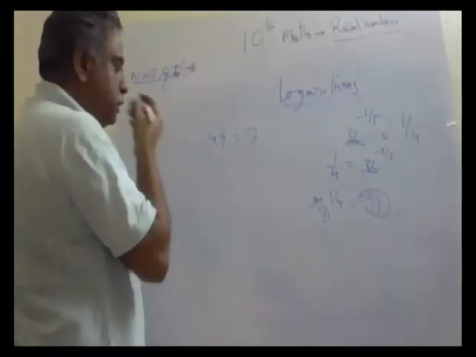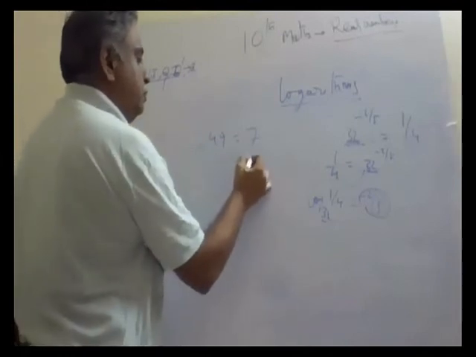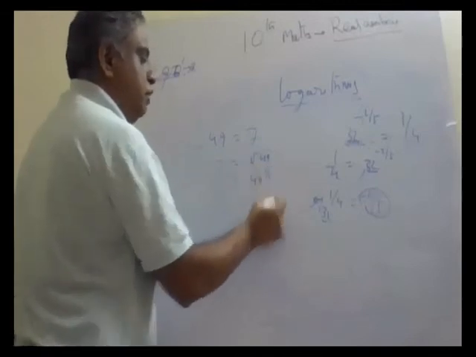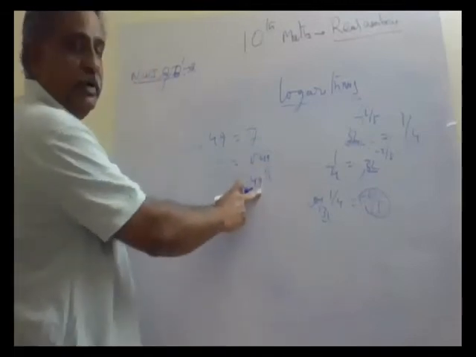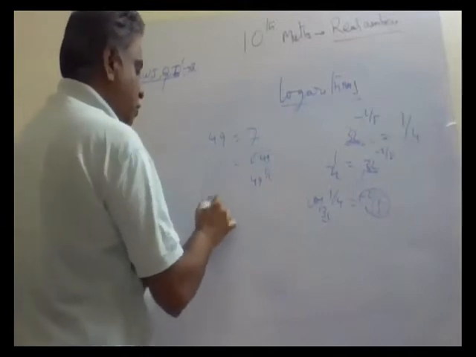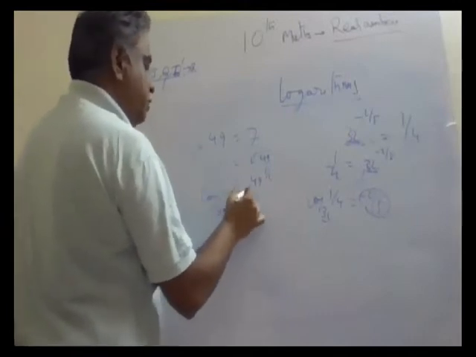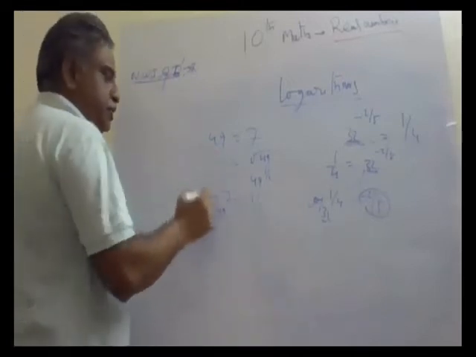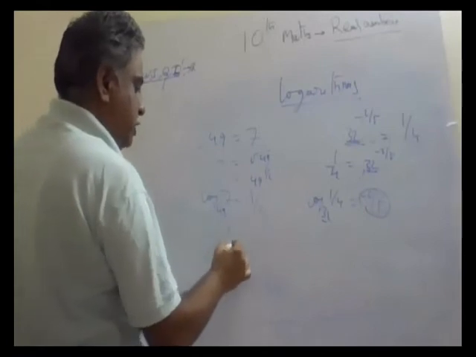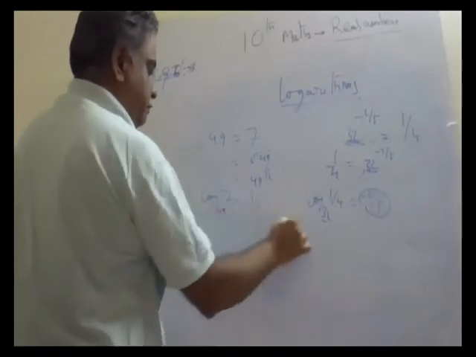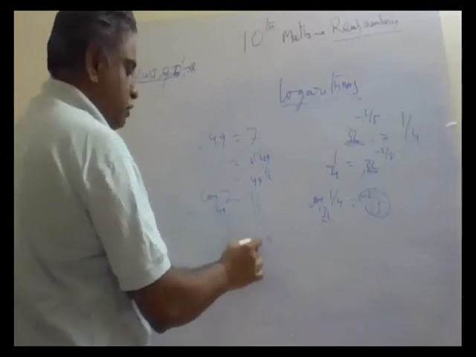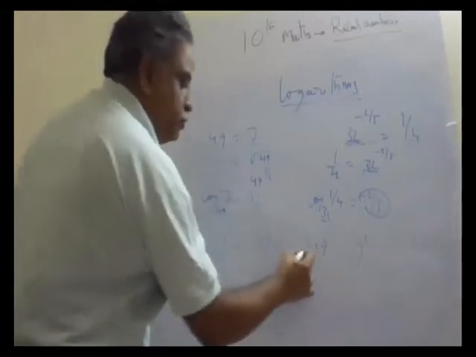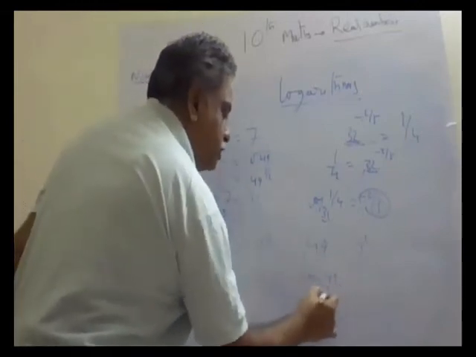Root 49 is equal to 7. That means 7 is equal to root of 49, that is equal to 49 to the power of half. So log 7 to base 49 is equal to half. Suppose it is written like this: 7 square is equal to 49. Then what will we write? 49 is equal to 7 square. So log of 49 to the base 7 is equal to 2.